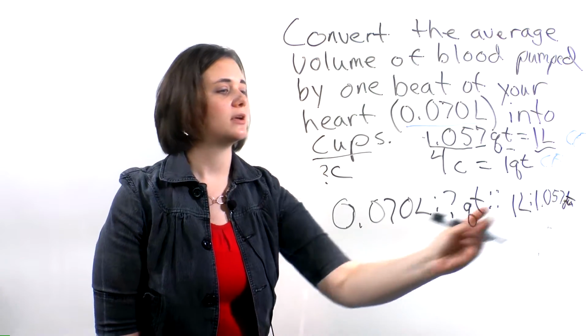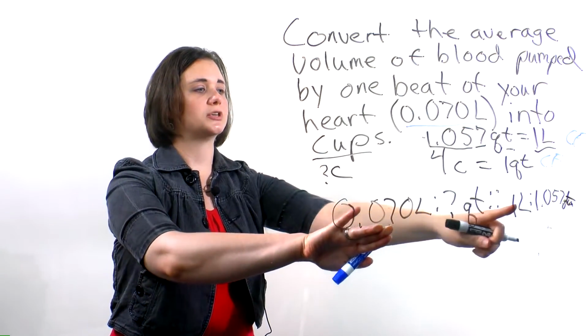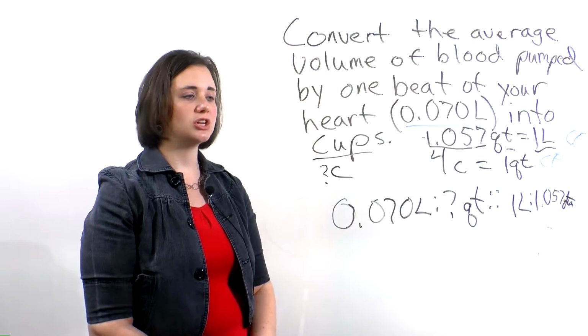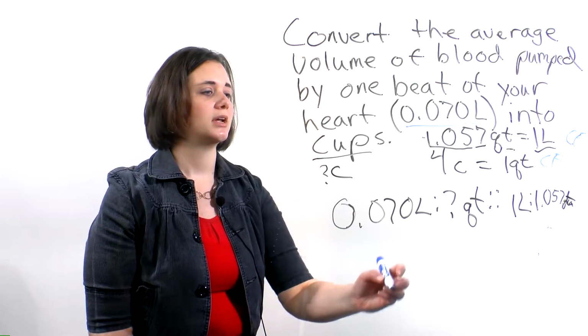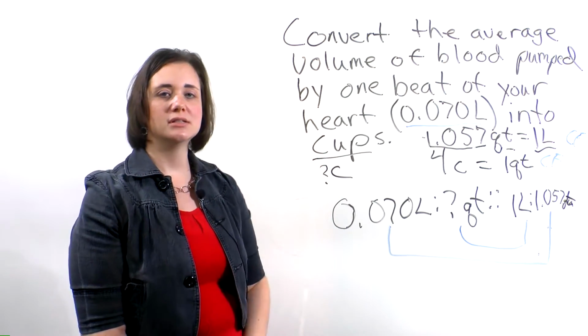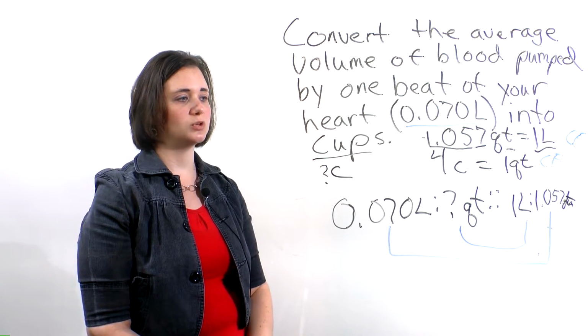Remember to keep the units together. If you do liters first here, you have to do liters first here, then your quarts. As long as you keep them lined up, this method will work. Then we're going to multiply our inner ones and our outer ones and set them equal to each other.